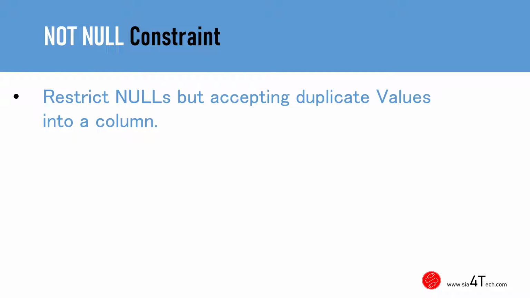The first constraint is not null. By using the not null constraint, you ensure that null values are not allowed to be inserted into a column, but at the same time, it allows duplicate values to be inserted. Let's see in action what we mean by this.